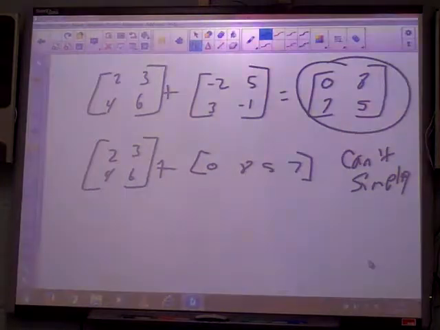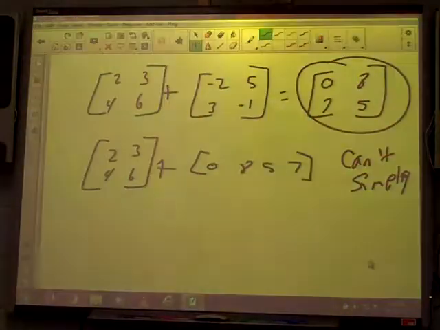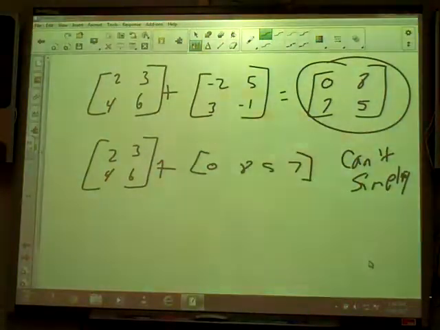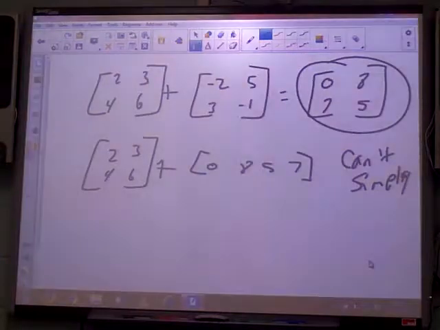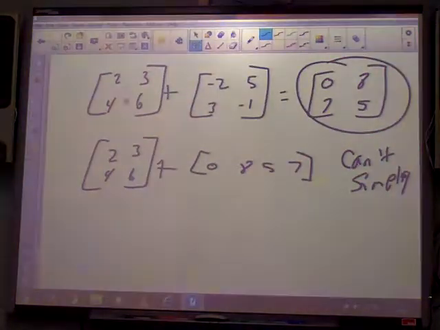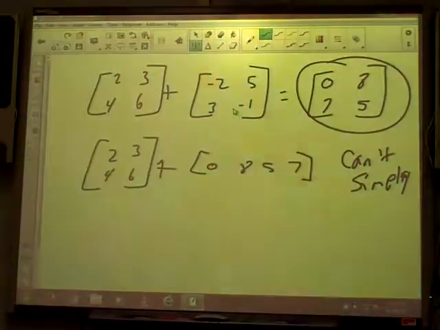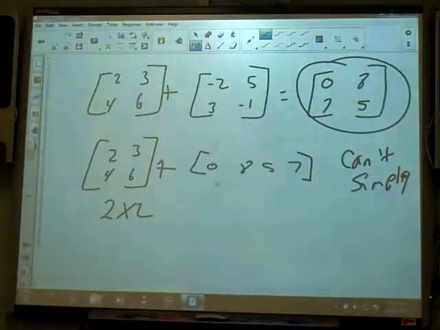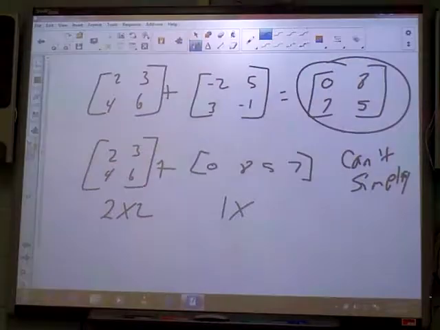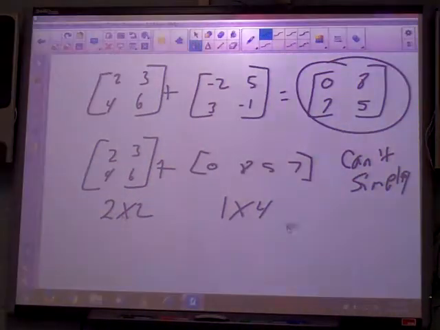Alright, so here's the rule. When you're adding and subtracting, because our rule's going to be different when we go to multiply in a second, the dimensions have to be the same. You can't add and subtract if the dimensions aren't the same. So in this first one we did, that was a 2 by 2 and a 2 by 2. That's the same. What's the dimensions of this thing? That's a 1 by 4. Yes, it is. Good job, Zane. So they're not the same, so you can't add them.